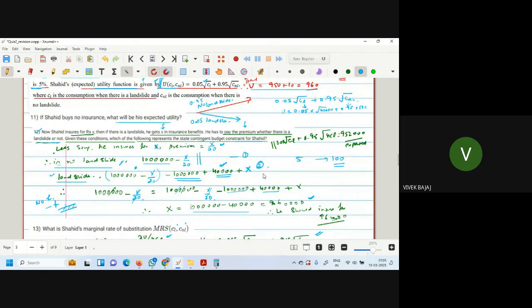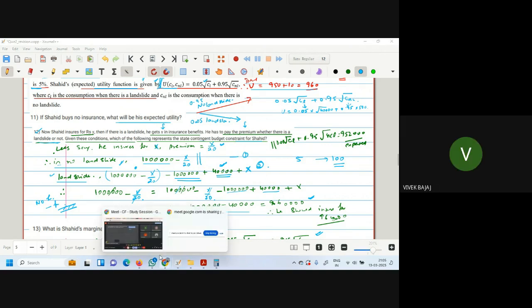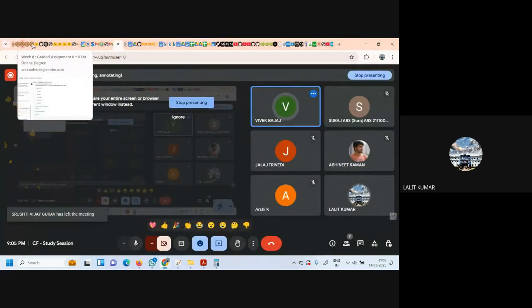Sir, I think his doubt would be because we have to give the equation of the state contingent. Okay, state contingent. So we can actually do the maximum. So coverage. Can we check what is in the GA? What are they asking?